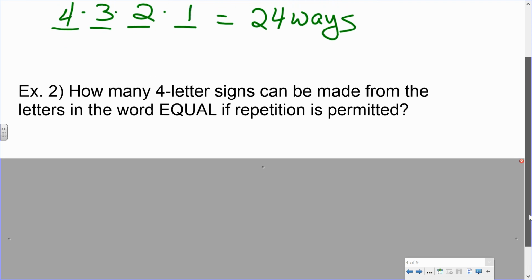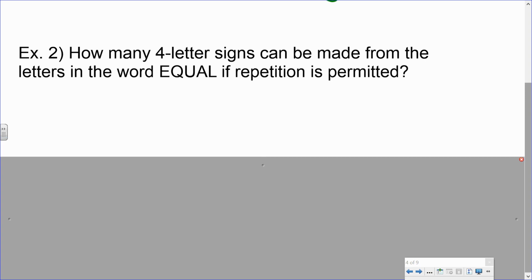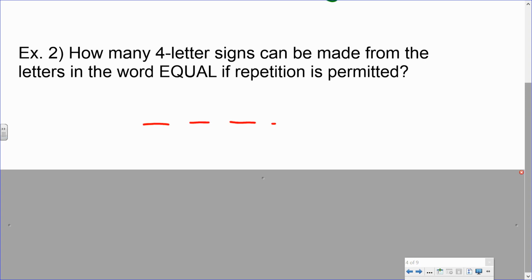Sometimes, though, we have as many copies of the letter as we need. We could get as many as we want, but we're only going to use the letters in the word equal. So E, Q, U, A, L. I've got 5 different letters I can use. I want to make signs that have 4 letters in them. So 1, 2, 3, 4.